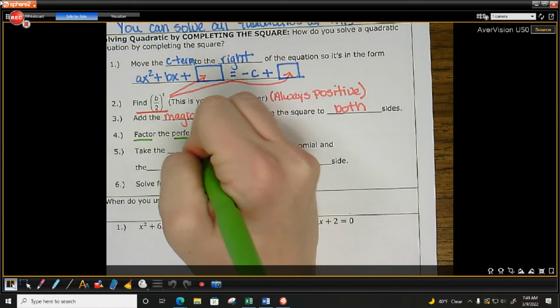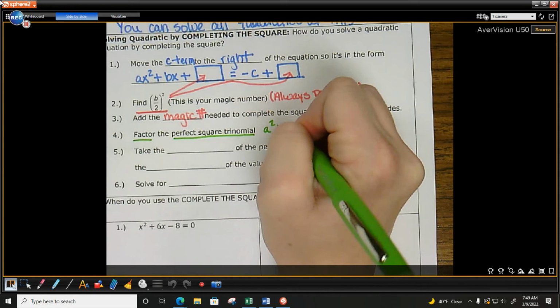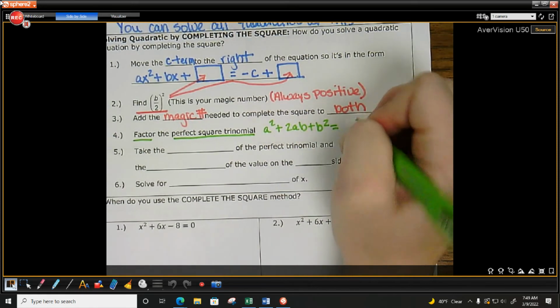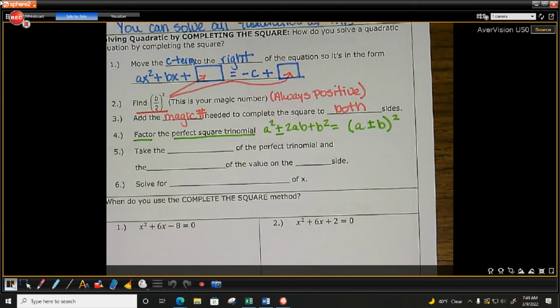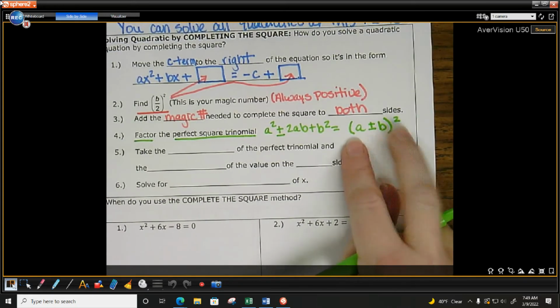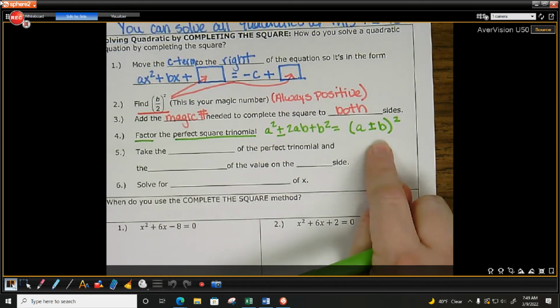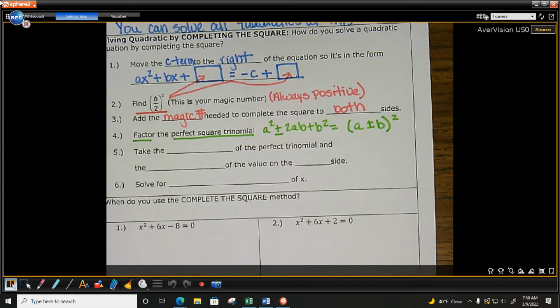So if you remember, that's a squared plus minus 2ab plus b squared, and that's equal to (a plus minus b) squared. Y'all kind of remember that? Square root the first, square root the last. Square root of the first goes first, square root of the last goes last, and you square the parentheses. The reason we have plus minus here is b tells you if it's a positive or negative. If you don't remember this, as we do them, it's going to come back. Okay?